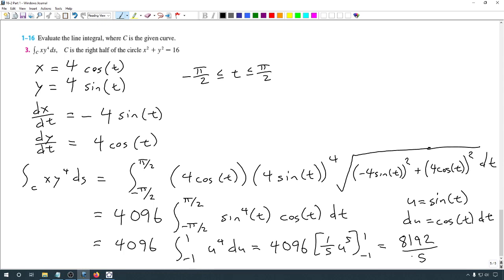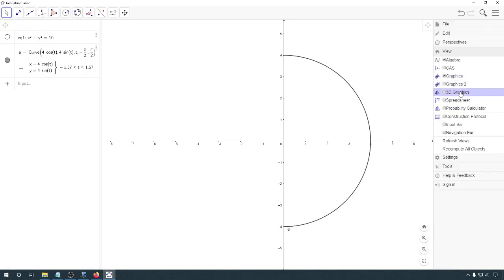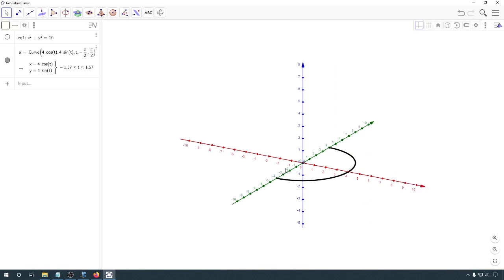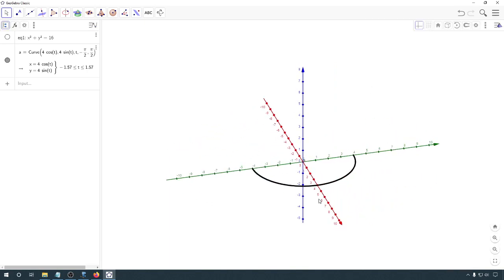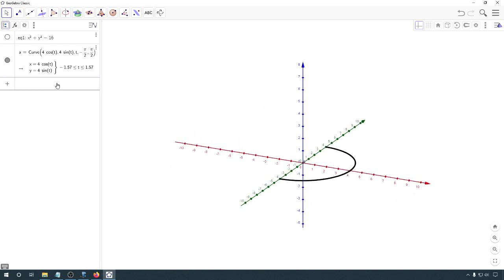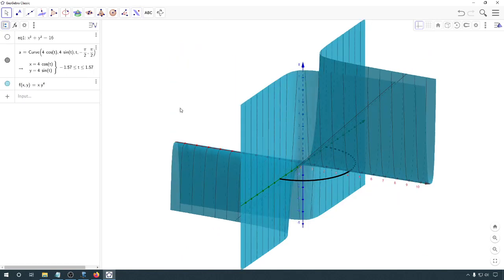Now, we could actually give this an interpretation by going back and looking at our curve here. Or really, we should actually look in 3 dimensions. Go ahead and take that out of there. So we have our semicircle sitting here in 3 dimensions. If we go ahead and plot our function, remember our function there, f of xy is equal to x times y to the 4th. We have this surface here.